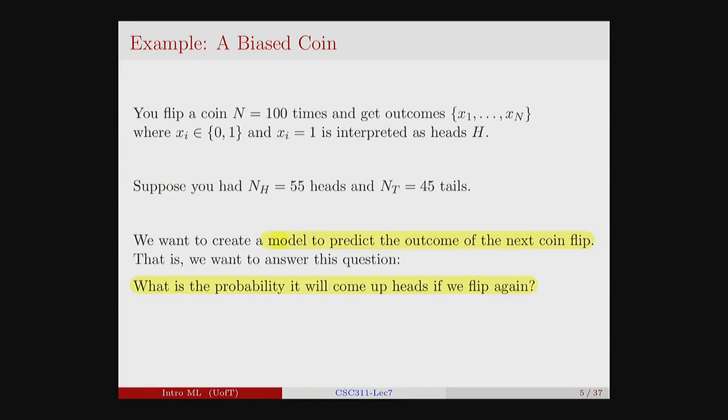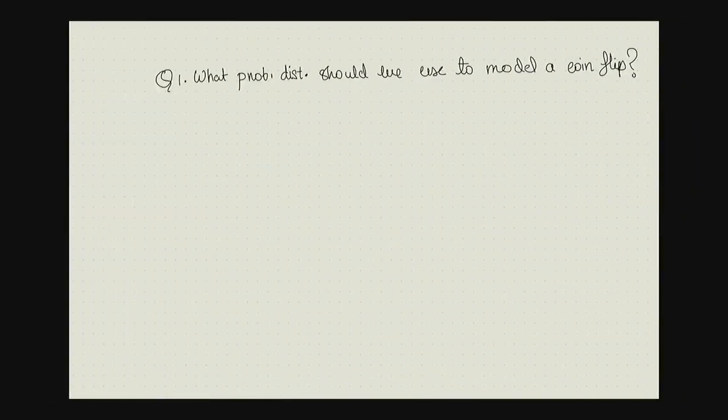Okay, so we just have this coin, we flipped it, we got some data, and now we want to come up with this model. So in the past, we came up with different choices of models that characterize the relationship between inputs and outputs. What I want to ask you now is what kind of probability distribution might we be able to use as a reasonable way to model coin flips?